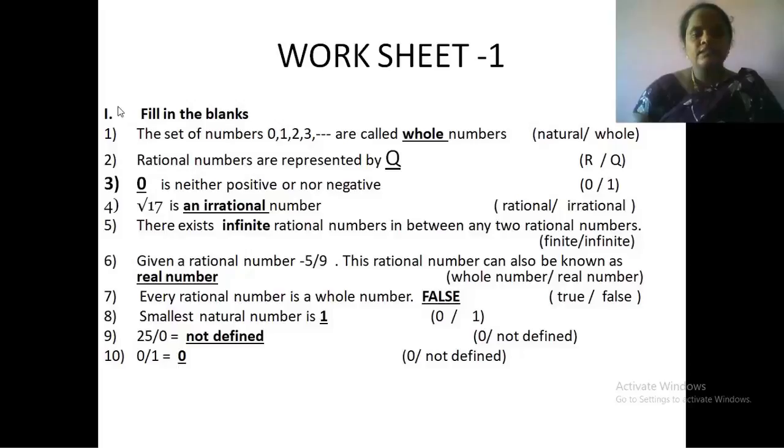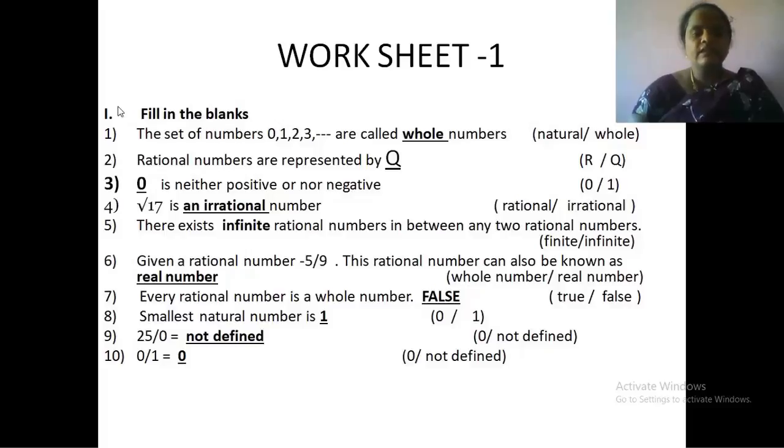Fifth one, there are dash rational numbers in between any two rational numbers. Answer is infinite. Sixth one, given a rational number minus 5 by 9, this rational number can also be known as dash. Minus 5 by 9 ని రేషనల్ నంబర్ అంటాం. దీన్ని ఇంకొక పేరుతో కూడా పిలవచ్చు. అదేంటి? ఇక్కడ ఇచ్చిన ఆప్షన్స్ హోల్ నంబర్, రియల్ నంబర్. హోల్ నంబర్ ఫ్రాక్షన్ ఫామ్ లో ఉండదు. రియల్ నంబర్, it is the combination of rational and irrational, so answer is real number.